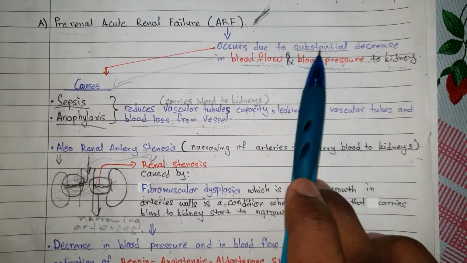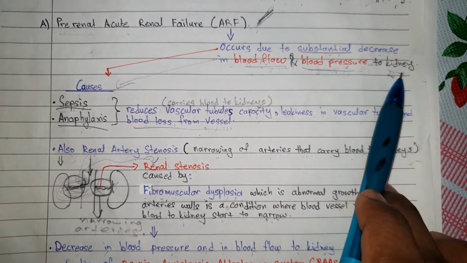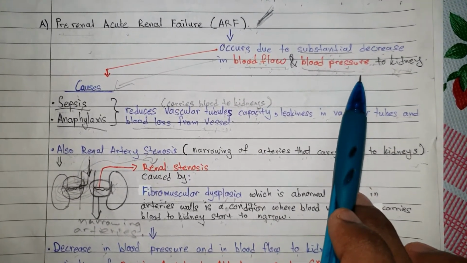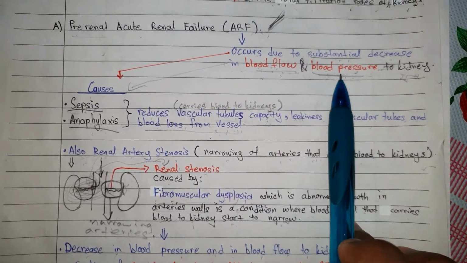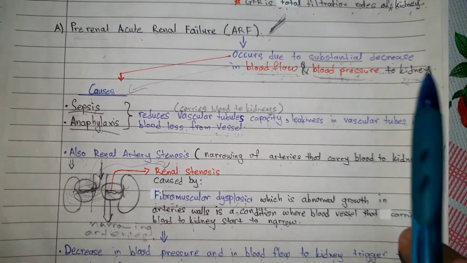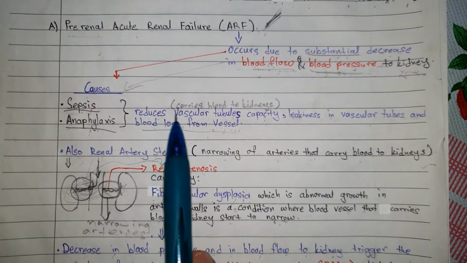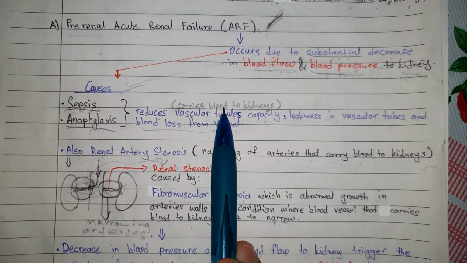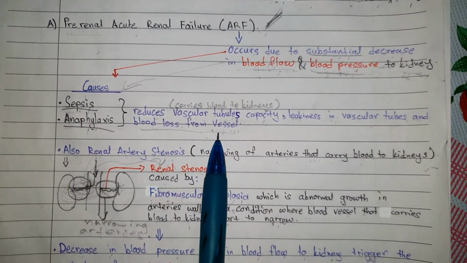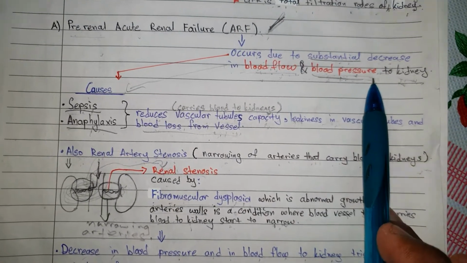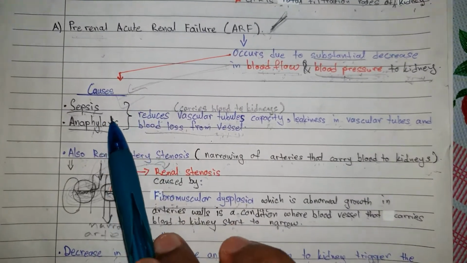This occurs due to a substantial decrease in blood flow and blood pressure to the kidney. This can happen due to heart failure and excessive bleeding inside the body. There are two causes that can be related to a decrease in blood pressure to the kidney, which are sepsis and anaphylaxis. Sepsis and anaphylaxis reduce the capacity of the vascular tubes that carry blood to the kidneys, cause leakiness in vascular tubes, and also blood loss from the vessel. So whenever there is a decrease in blood pressure to the kidney, we can often relate it to sepsis and anaphylaxis.